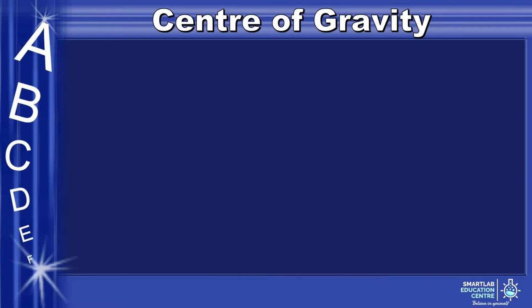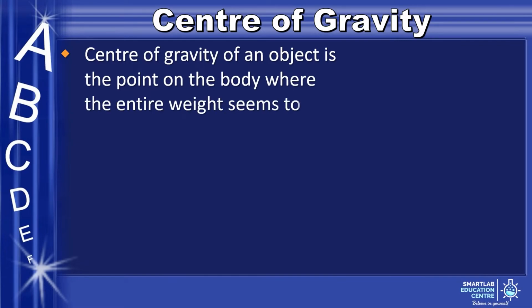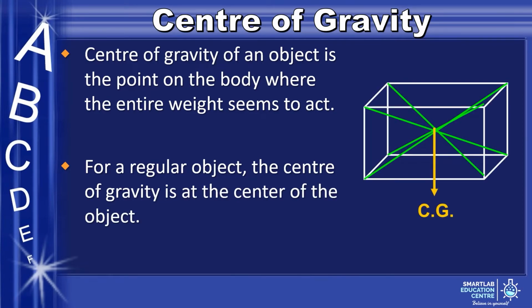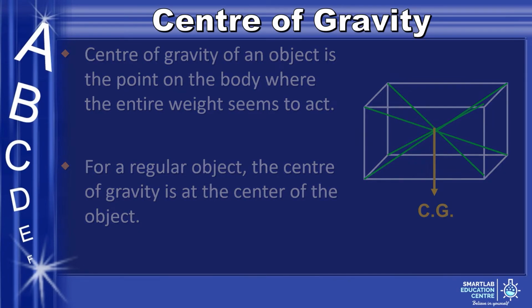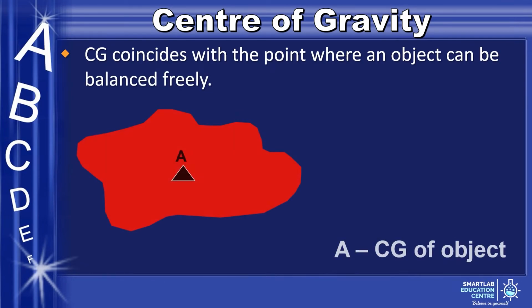Let us look at the center of gravity. The center of gravity of the object is the point where the entire body seems to act. For a regular object, the center of gravity is at the center of the object. The example can be as shown. The center of gravity coincides with the point where the object can balance freely. This can be illustrated by the diagram below.